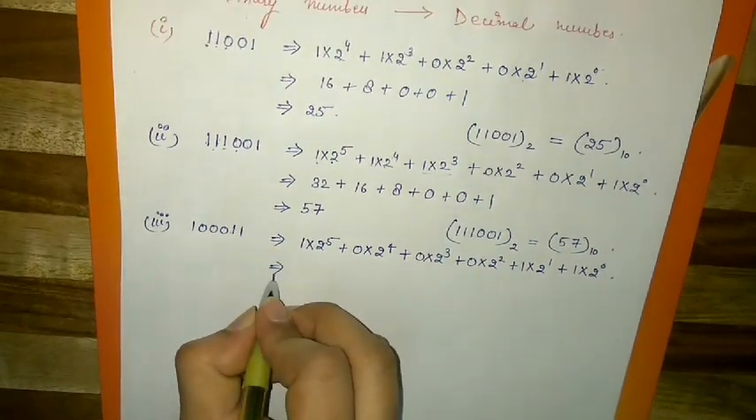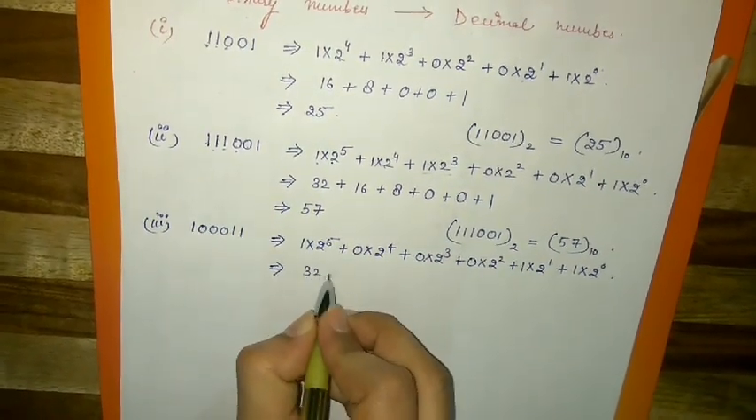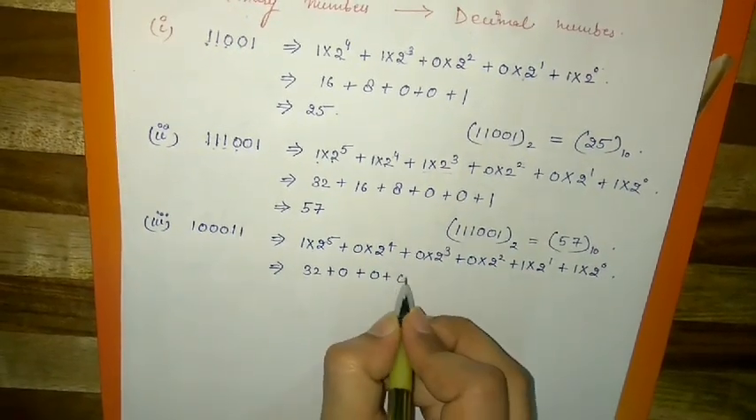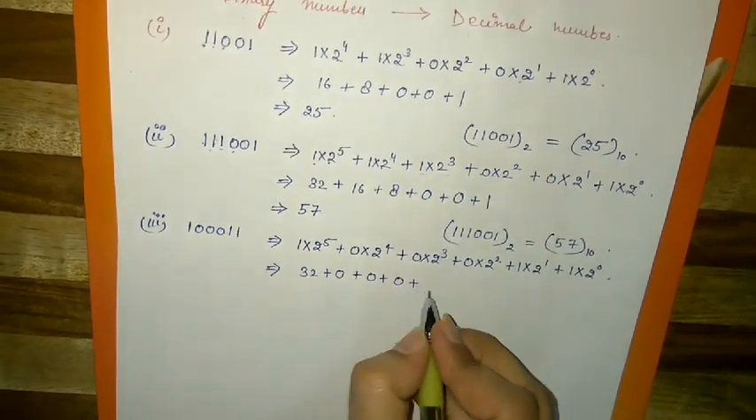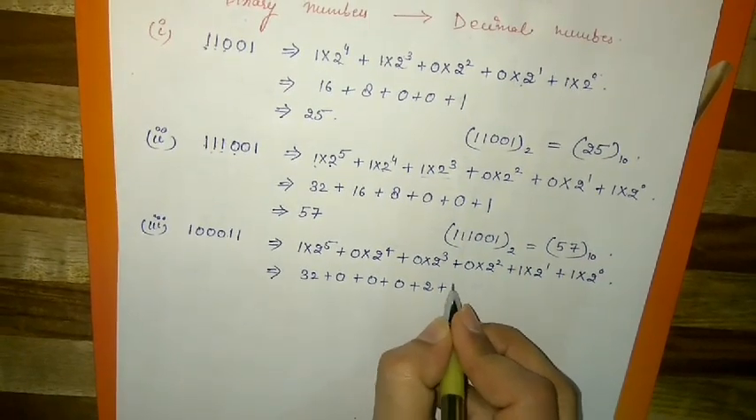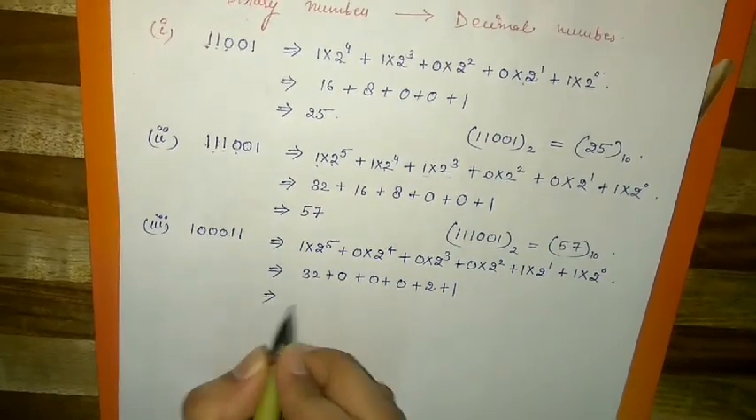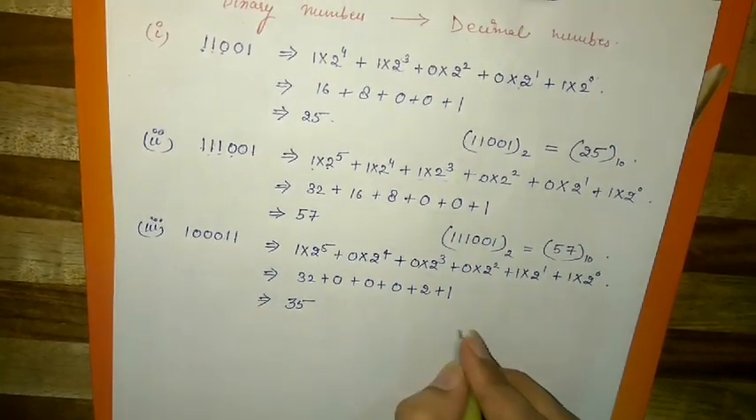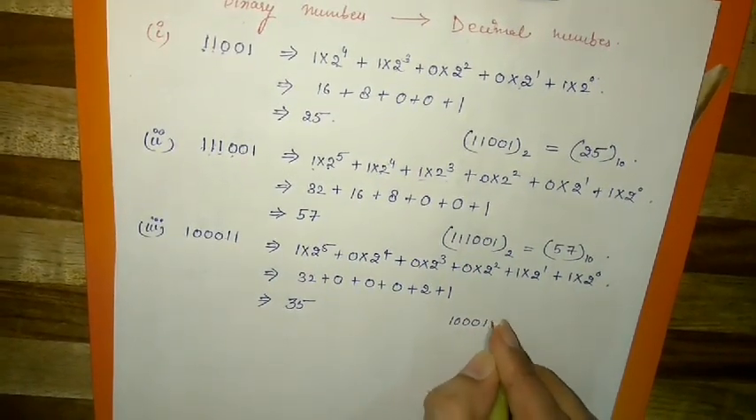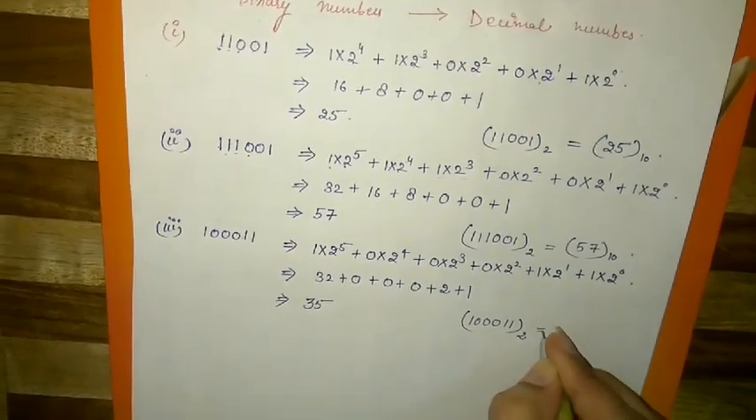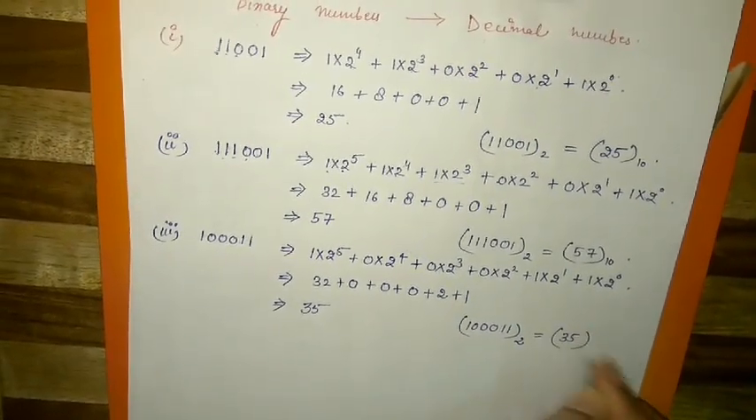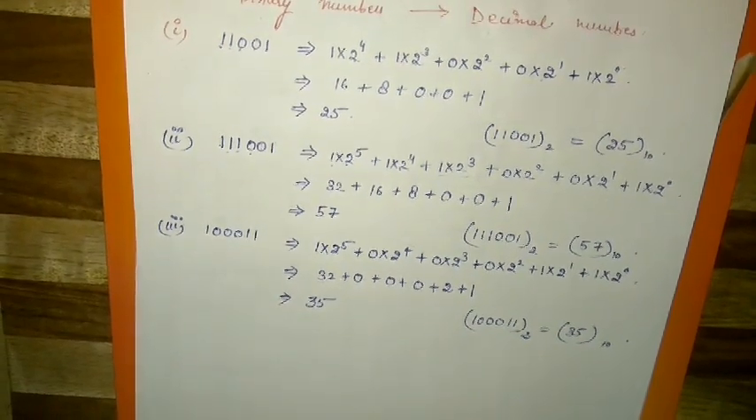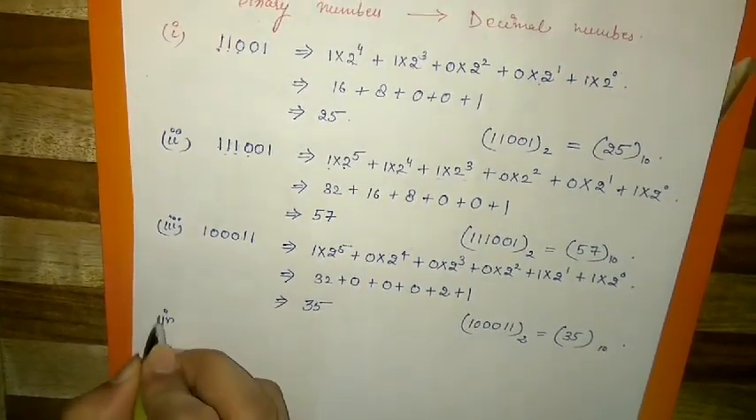Okay, if you solve it out, then you will be getting 32 plus 0 plus 0, then again plus 0, then 1 into 2 to the power 1 is going to give you 2, then at the last 1. And if you add all these things up, then you will be getting 35 as an answer. So 100011 with a base 2 is going to give you 35 as the appropriate decimal number. Okay, now see the fourth one.